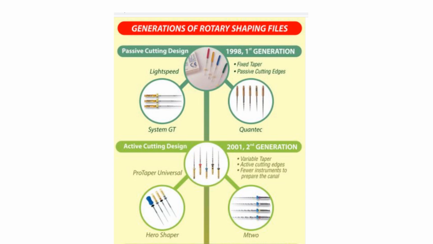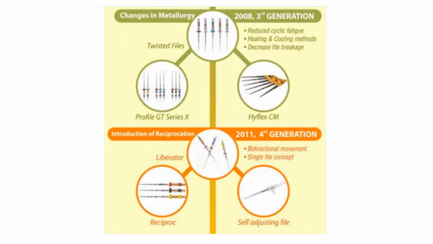That means wherever you need that perfect amount of taper, you will get that taper there. Okay, so this is the example of variable taper. That means the diameter of the file is not constant. At some point the diameter is decreased, and at another point the diameter of the file is increased. So these second generation files have a variable taper, they have active cutting blades, and they used fewer instruments to prepare the canal.